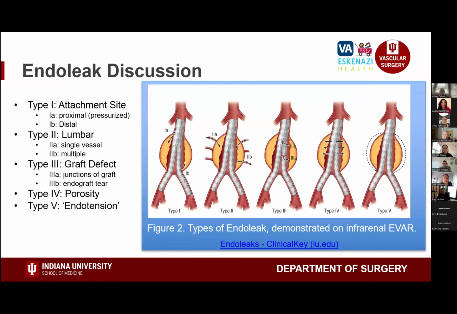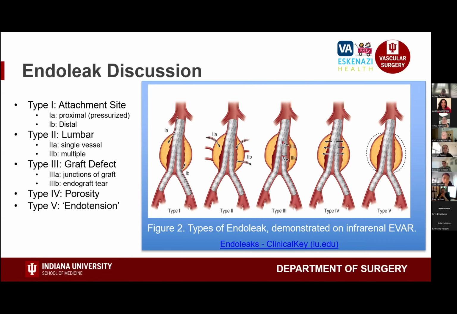And now I would like to bring our attention to a discussion about endoleaks. Endoleaks are a common complication of endovascular aortic repair, either during the procedure or long-term after the procedure. Going into type 1 endoleak, this is an issue with attachment site. A type 1A endoleak is an issue with the proximal attachment site, like the patient in our case.